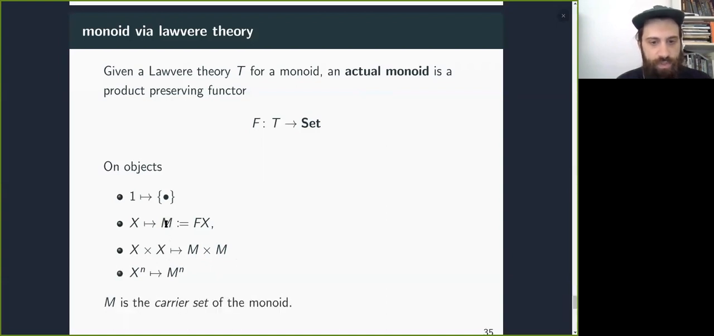And then this M, we call the carrier set of the monoid. Namely, x here doesn't have any internal structure or anything. It doesn't have any elements, really. But once we map it over to a set, now it's a set. And so this set is going to be the set of elements that our monoid has.